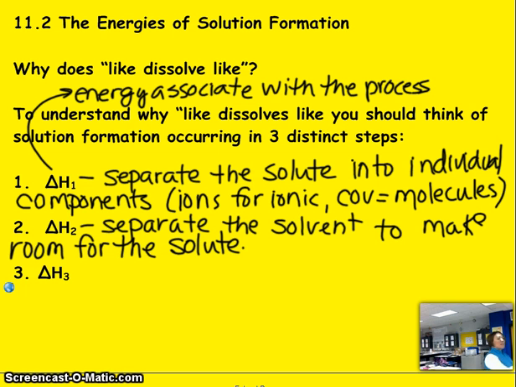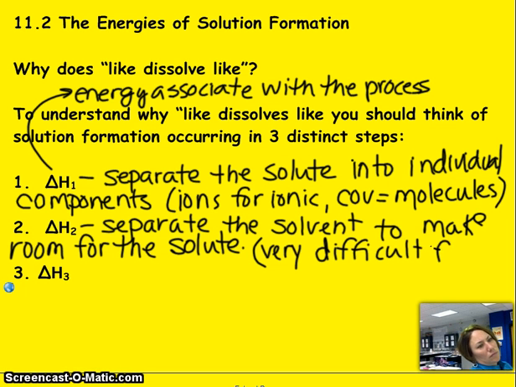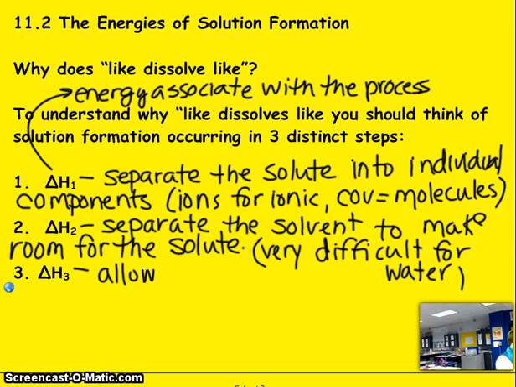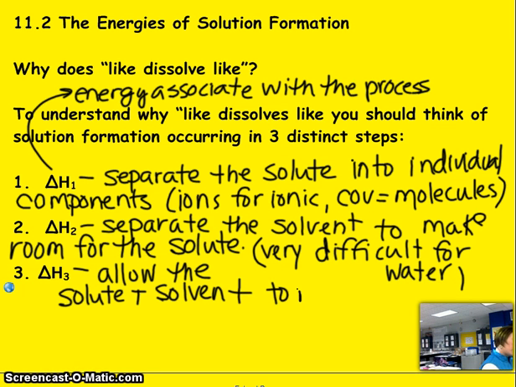All right. And this, for water, requires a lot of energy. This is very difficult to do for water because water loves itself. Okay? And then delta H3 is to allow the solute and solvent to mix. So those are the 3 steps. Spread the solute, spread the solvent, allow them to mix. Those are the 3 steps.